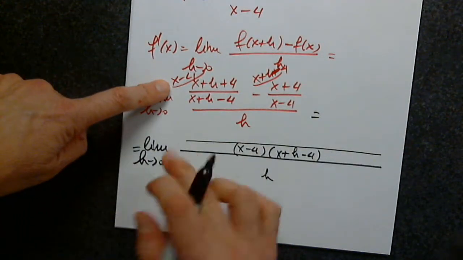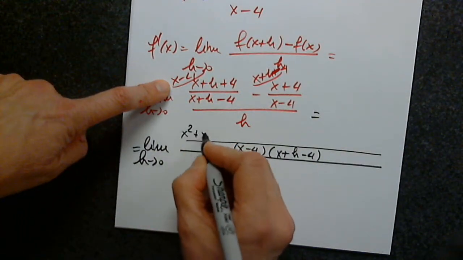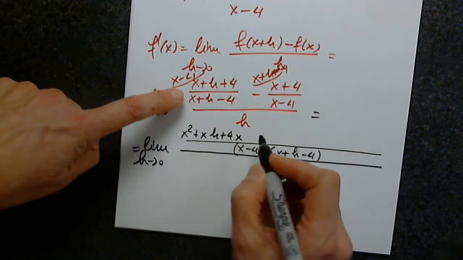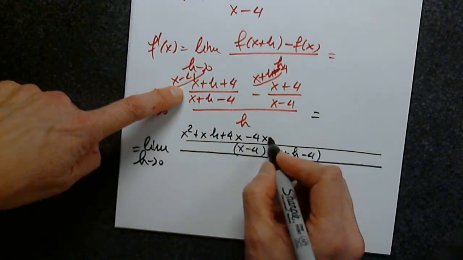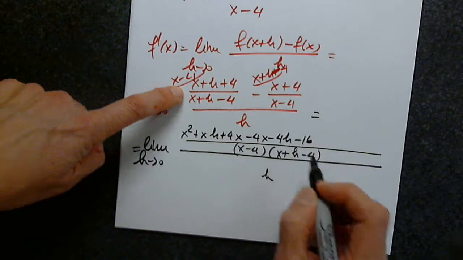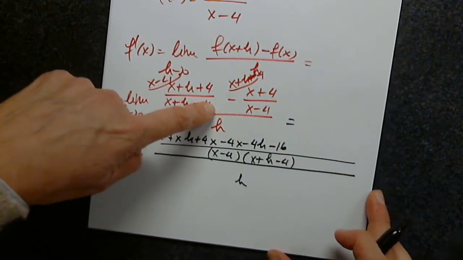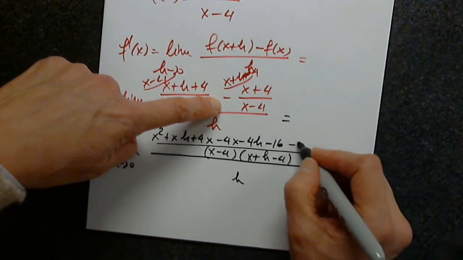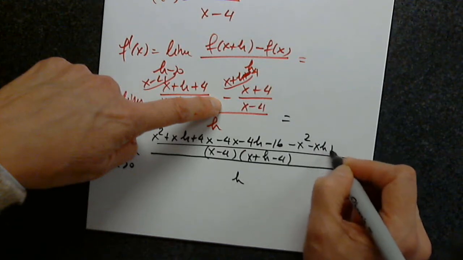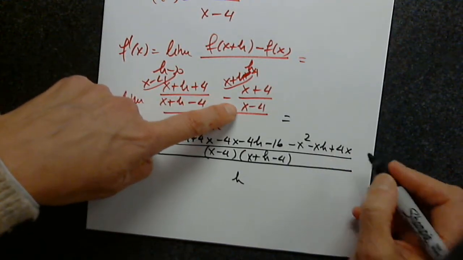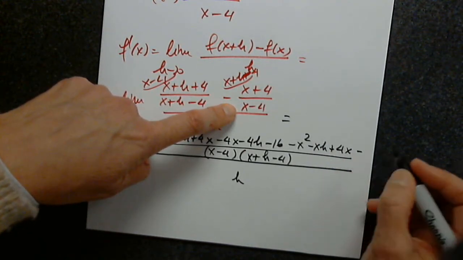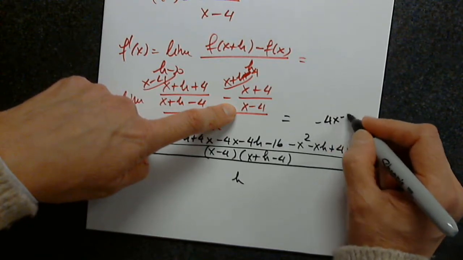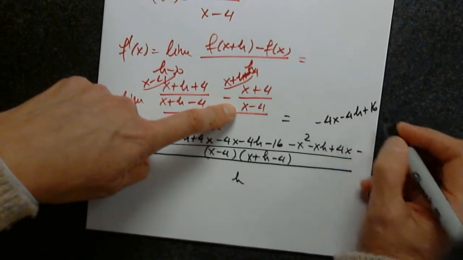This is x minus 4. So this is x squared plus xh plus 4x minus 4x minus 4h minus 16. And you know I'm going to run out of space. So minus x squared minus xh plus 4x and minus 4x minus 4h plus 16.